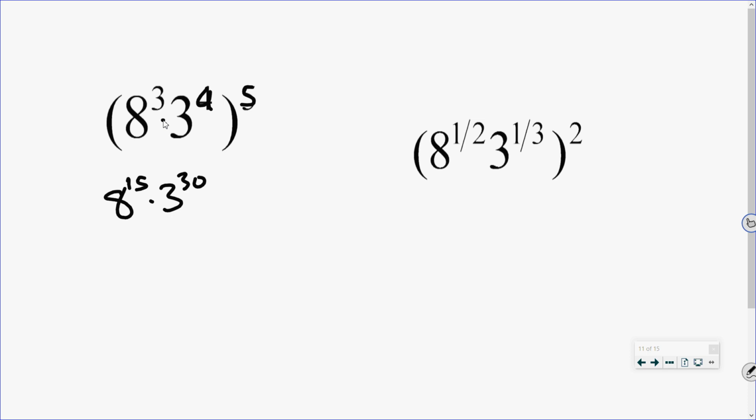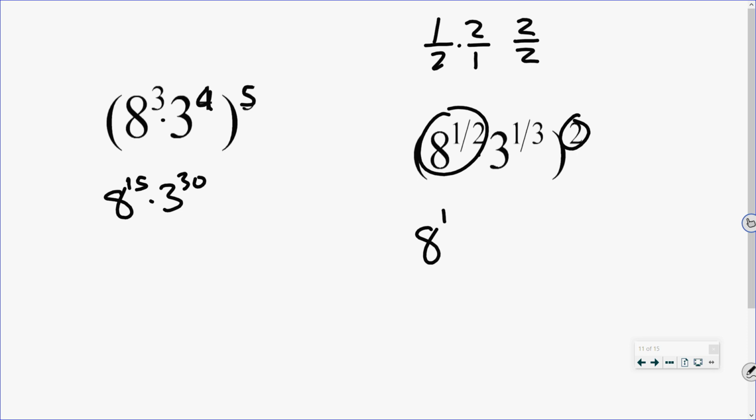If you have one with rational exponents like we have over here, same thing. I go 8 to the 1/2, raised to the 2nd power. So I go 8 to the, you're going to have to multiply 1/2 by 2. When I do that, I end up with 1 times 2, 2 times 1, I end up with 2 over 2. So it comes out to be 8 to the 1st. Times 3, and in that case I have 1/3 to the 2nd power. So again, the rule is to multiply them. Multiply those, I get 2/3.